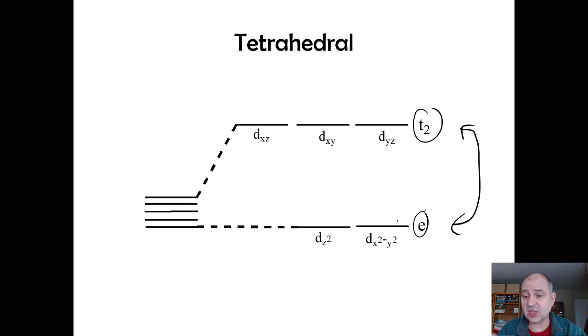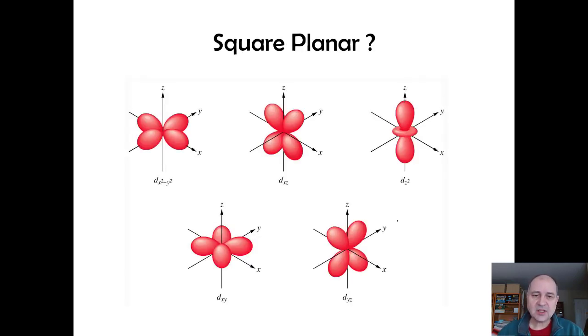It's not t2g because the g refers to an inversion center. We know a tetrahedral doesn't have an inversion center, right? So once again, point group theory comes back and haunts you just when you thought you got away from it. All right, so let's think about that. That is easier to predict for us.